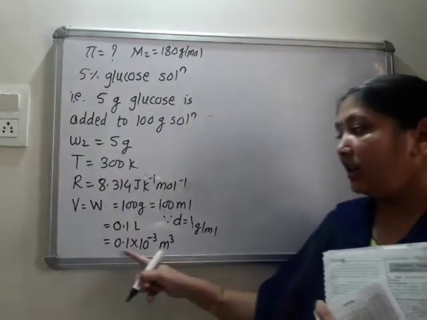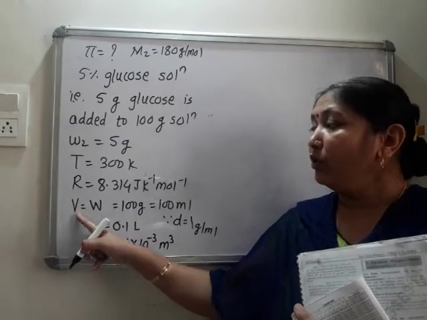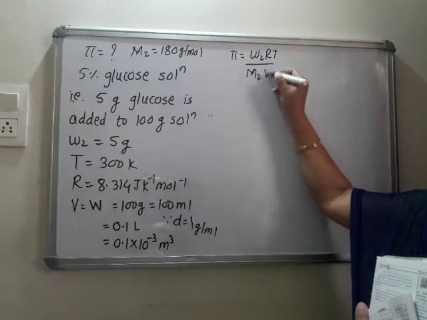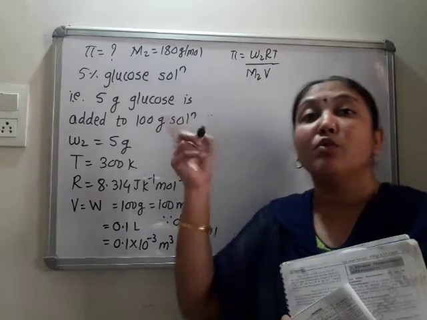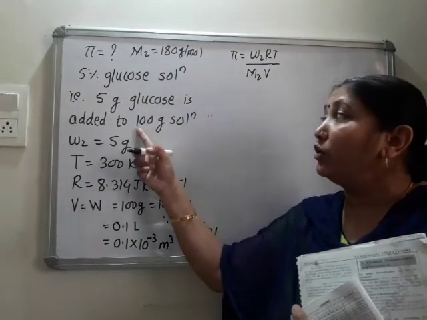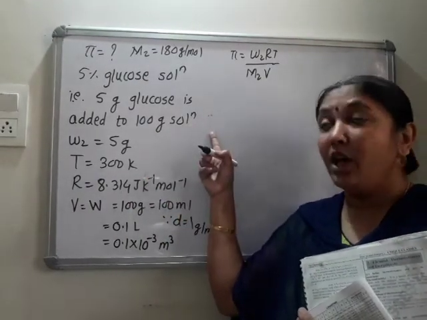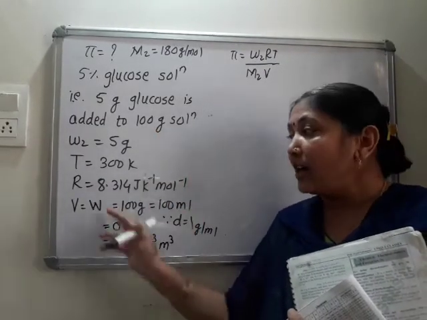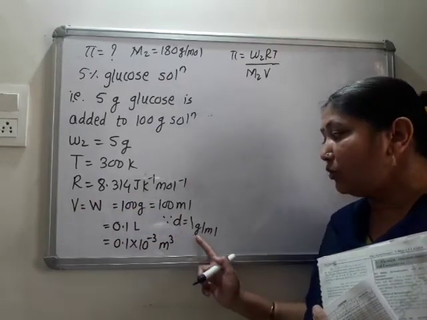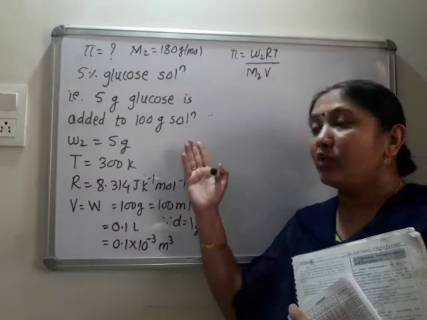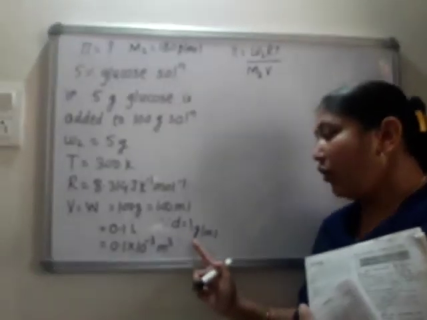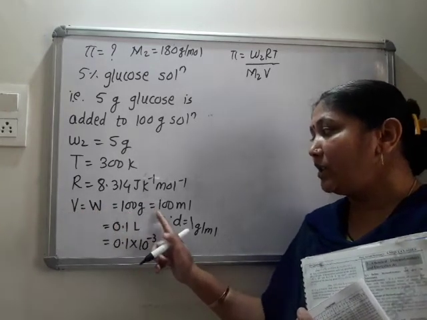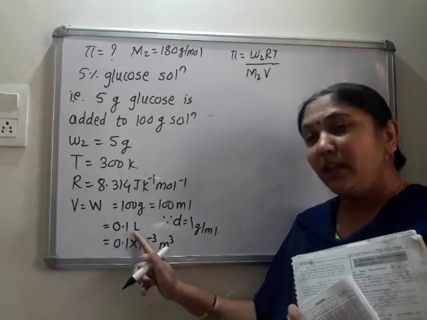Did you understand the conversion? See, what I am telling you, our formula is pi is equal to W2RT upon M2 into V. They have not given here V. V means volume of solution. Instead of that, we know mass of solution. They have not given density of solution. So whatever is the mass is considered as volume, because density is not given. So assume that density is equal to 1. So solvent used is water. So density of water is 1 gram per ml. So weight is equal to volume is equal to 100 gram is equal to 100 ml. So that is 0.1 liter.